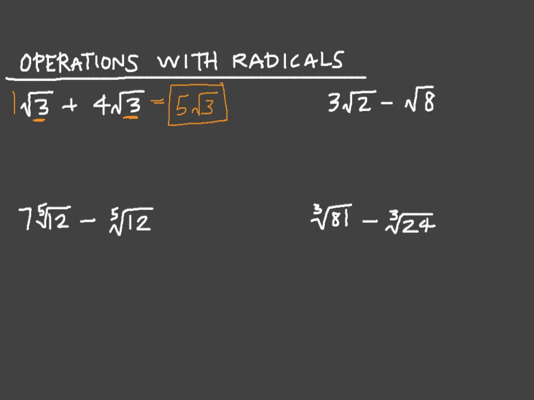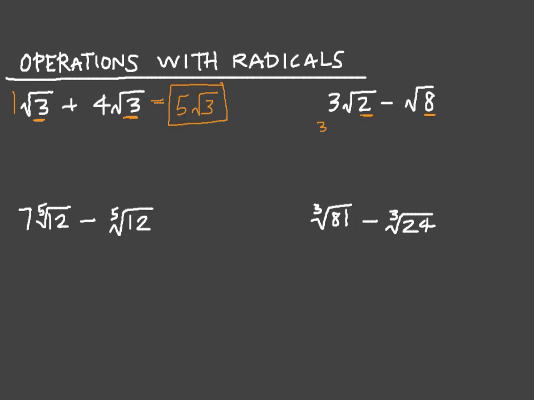Let's look at this next one. We need the radicands to match. Right now they don't match. And we need the indexes to match. In this case, they do match. They're both square roots. But what I need to do to be able to add these is simplify one or both of them to try to get the radicands to match.